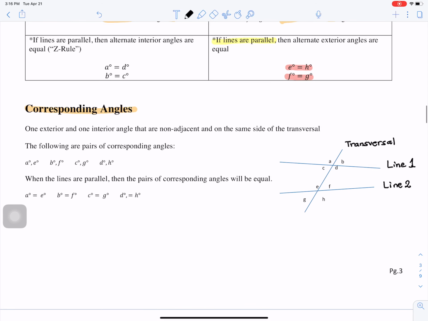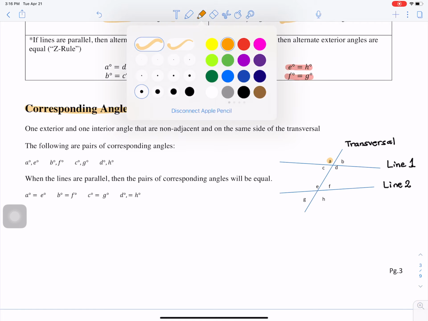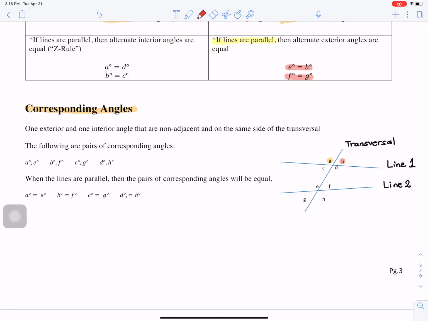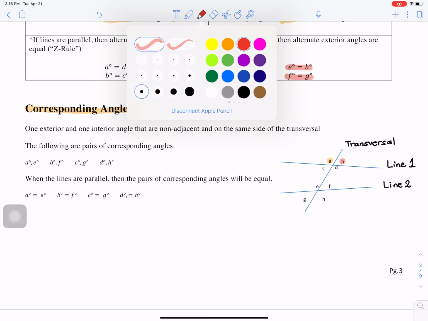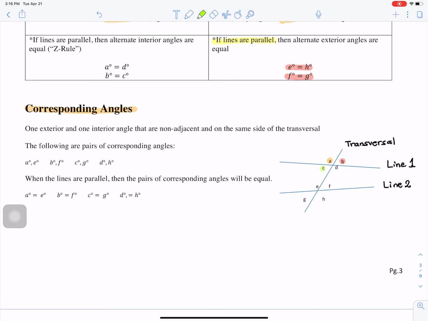So now what we want to do is I'm going to highlight those 4 angles a different color. So A is the angle on the top left, B is top right, C is bottom left, D is bottom right, and I'll use a different color for D. So I just highlight those 4 different colors.